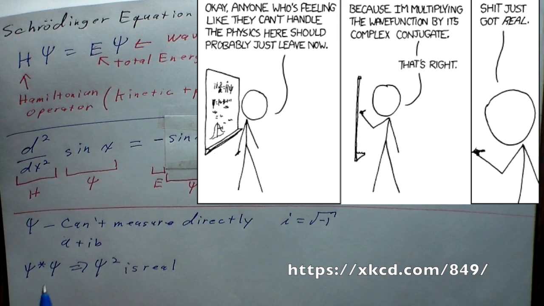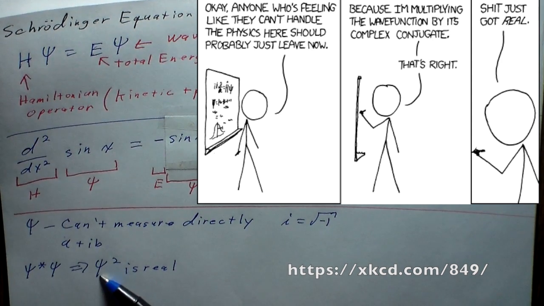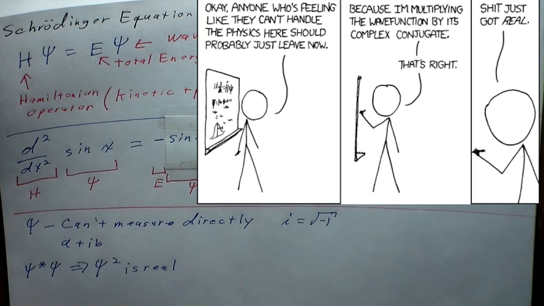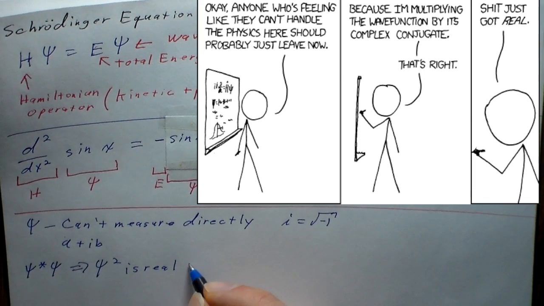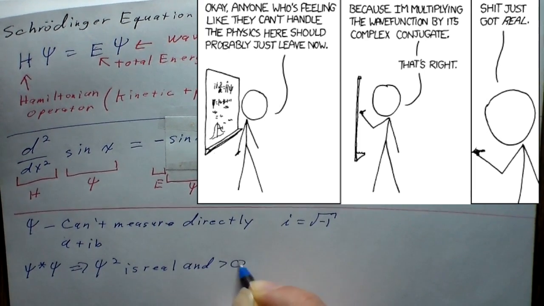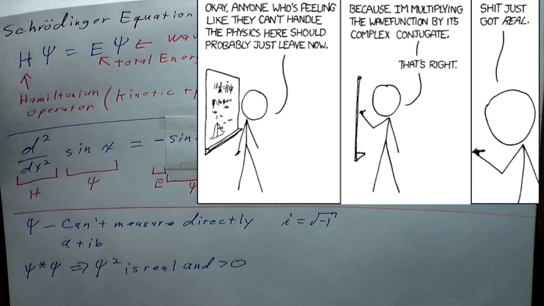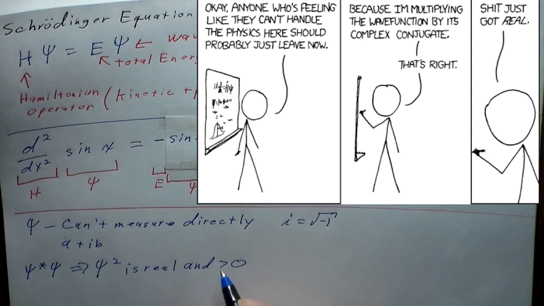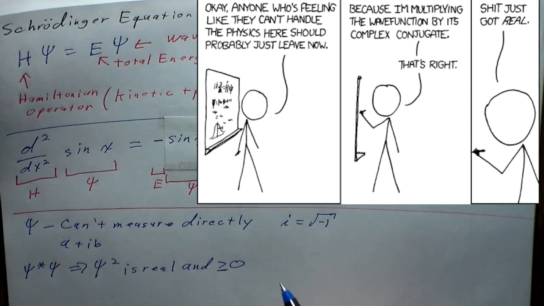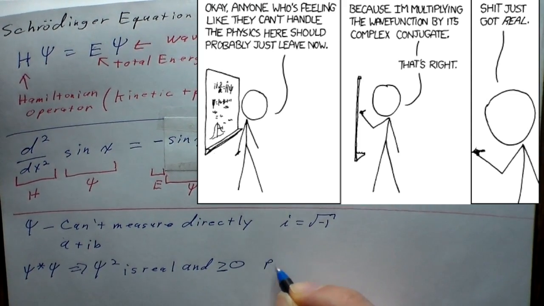So what's going to happen is that if we take the wave function and multiply it by its complex conjugate, that's what this little star up here represents, the complex conjugate of that. This is going to be real, and also we can say real and greater than 0. So it's going to be a positive number greater than or equal to 0. So it could be equal to 0 as well. It is going to be a pure real number. And this psi squared is going to basically be your probability.